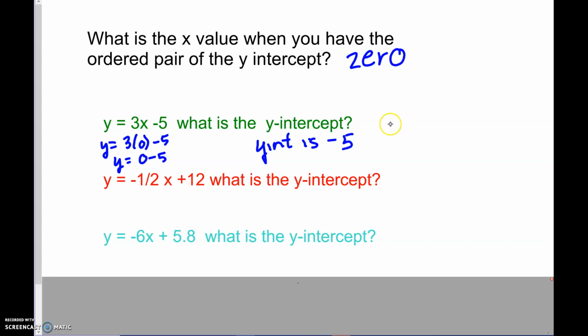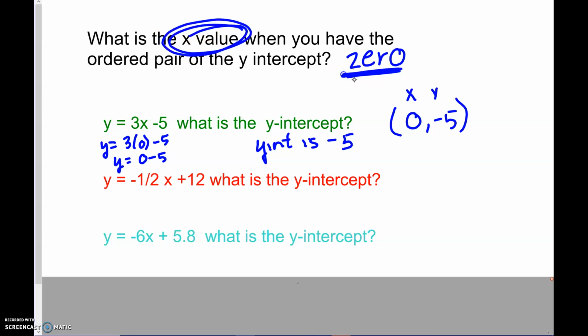If they want us to write that as an ordered pair, what did we put in for x? We put in a 0. And what did we get out for y? We got a negative 5. So it would be the ordered pair (0, -5). In the second one, again, the x value is always 0, so in place of x, I'm going to put a 0. What is negative 1/2 times 0? It's 0. 0 plus 12. So this y-intercept is 12.